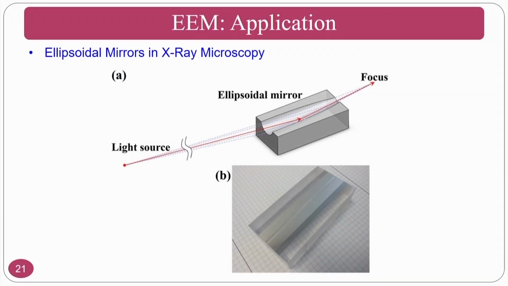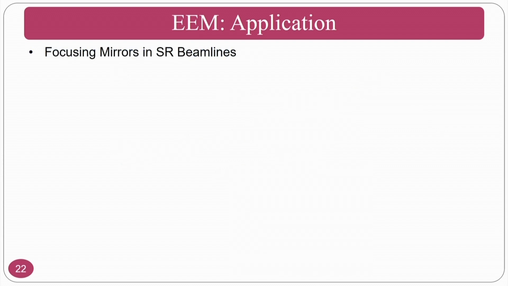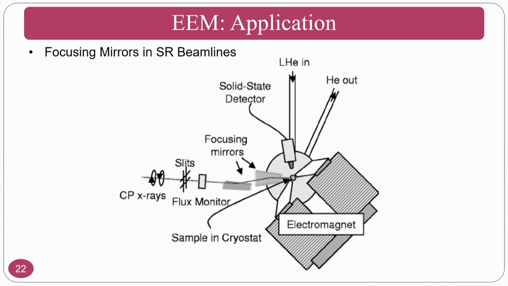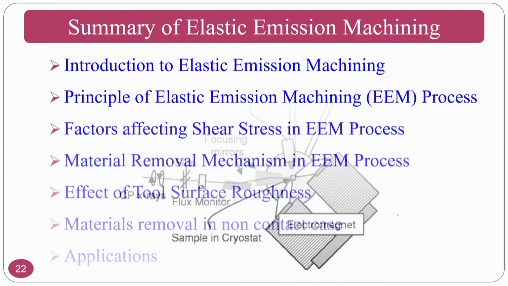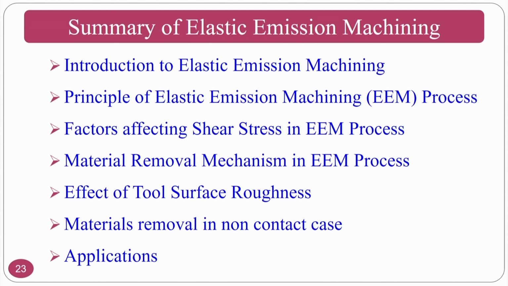For ellipsoidal mirrors in X-ray microscopy, you can do the finishing operation. You can see there will be a gradual change in the curvature, and these curvatures can be machined by the elastic emission machining process. And the SR beam lines also, if you see these SR beam lines, the focusing mirrors are machined by the elastic emission machining process. Okay, so we will see the summary of this particular class.